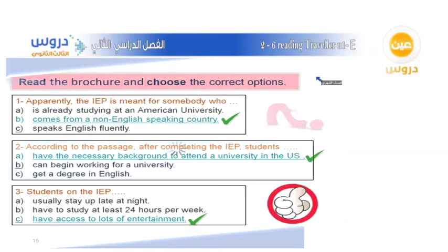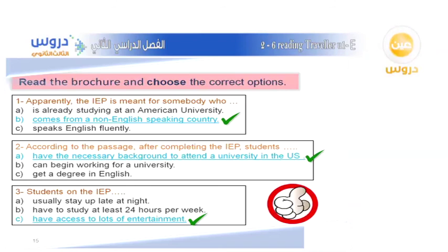All right, so number 1, B, which is absolutely right. And number 2, the right answer would be A, have the necessary background to attend a university in the US. And the last choice for the last question is the right one. Students on IEP have access to lots of entertainment. All right.